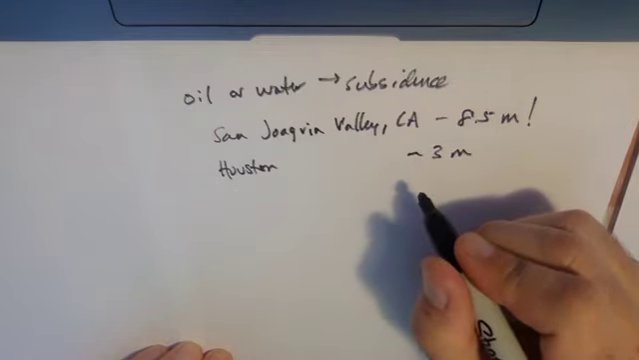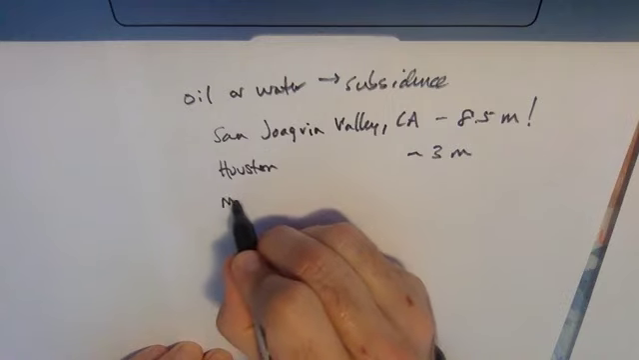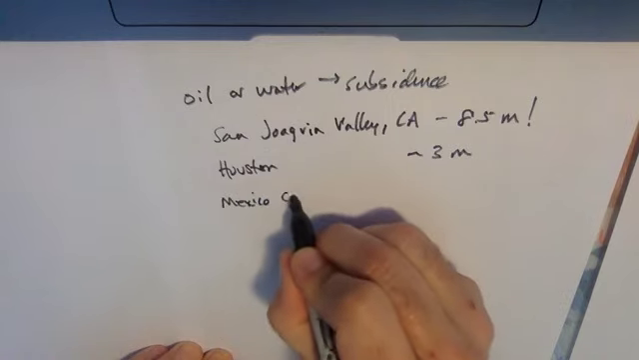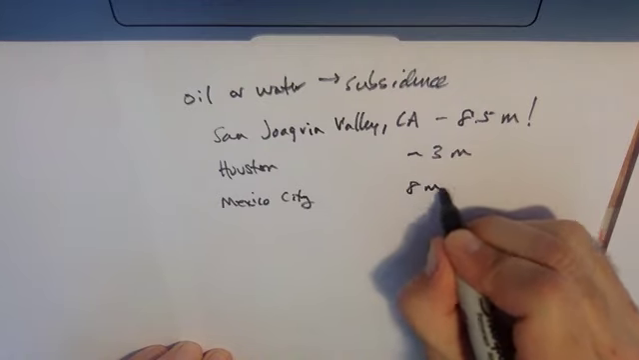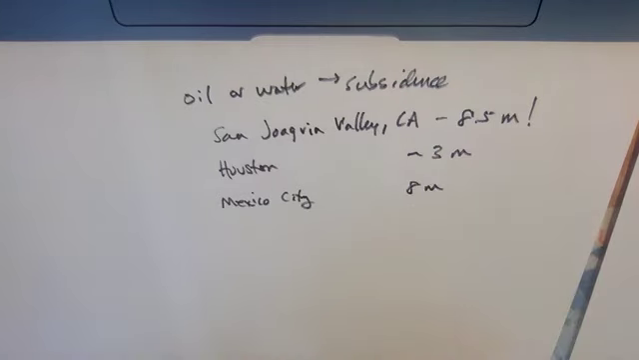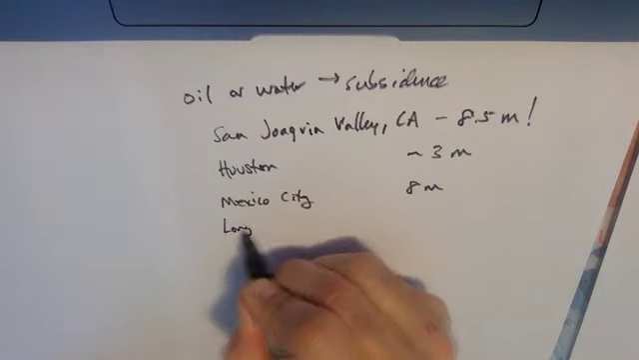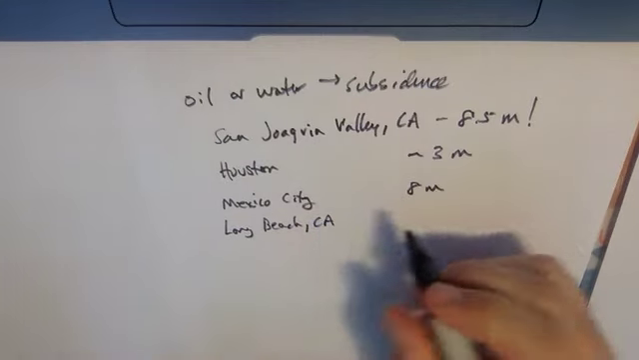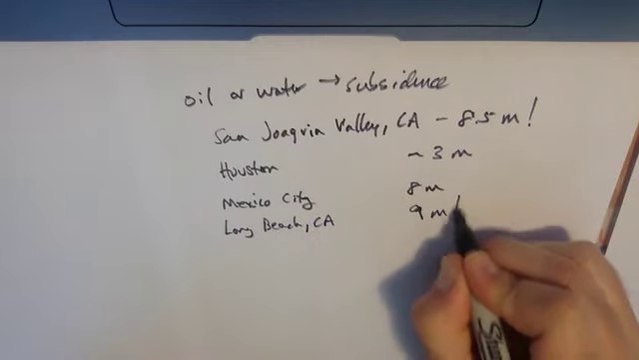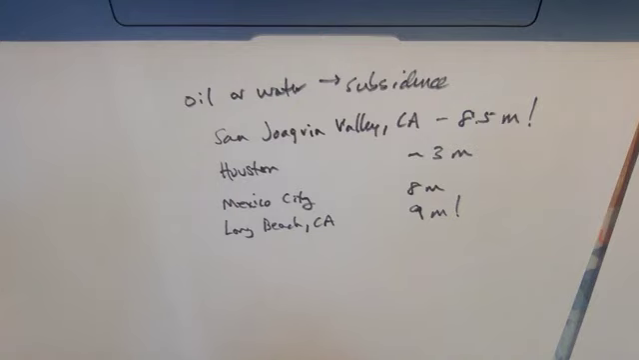In Houston, Texas, we're talking about close to 3 meters. And that's a lot of oil being mined. Mexico City, which was built on an old lake bed, about 8 meters. I've not been there in person, but supposedly there are these dramatic examples of sunken churches and all sorts of things. And even Long Beach, California, where oil was withdrawn, 9 meters of subsidence. It's pretty remarkable.